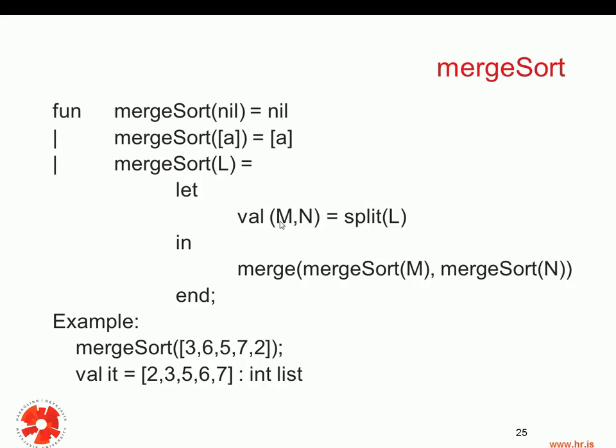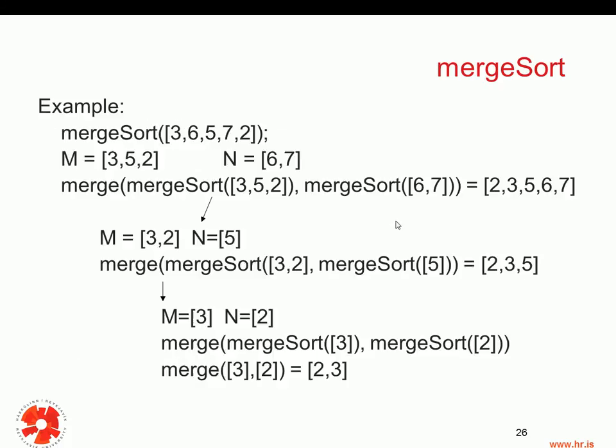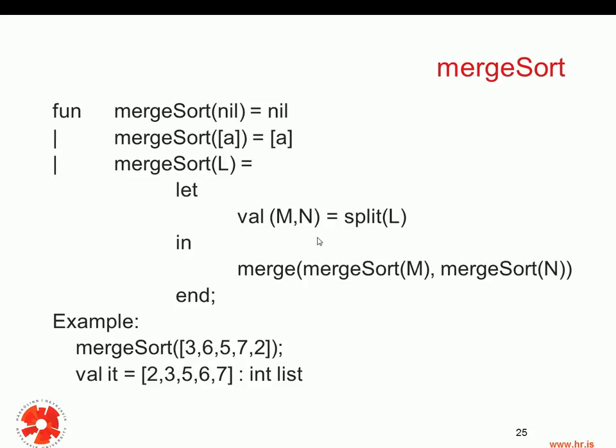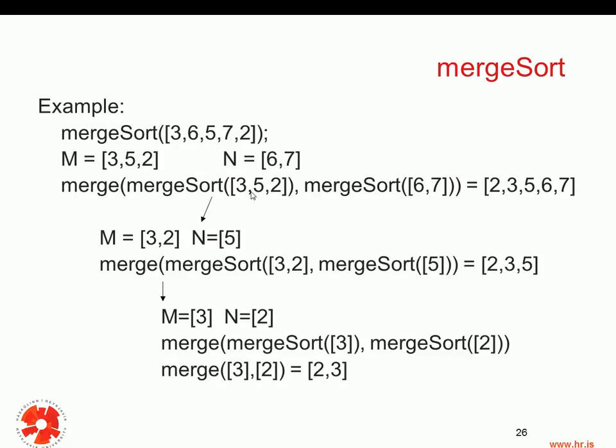So we compute m, n by splitting the original list, and the splitting will result in, remember, the odd number elements 3, 5 and 2 for the value m, and the even number elements 6 and 7 for the n list. And so once we have split that, we merge sort the two individual lists and then merge them together. So we merge sort 3, 5, 2 and merge sort 6, 7. So how do we merge sort 3, 5, 2? Well, we split them again. So m becomes 3 and 2, that's element number 1 and 3, and n becomes 5.